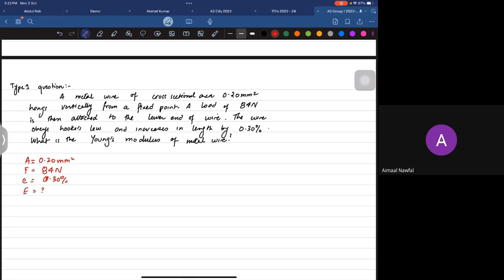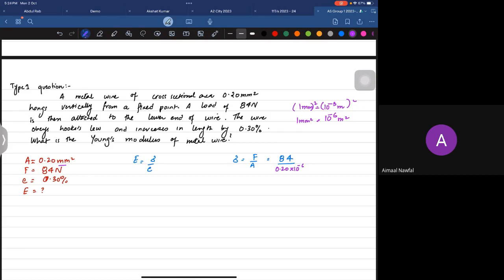What do you need? You need Young's modulus. We already know that Young's modulus is given by stress over strain. But we don't have the stress. So stress is force over area. The force is 84, but the area is given in millimeter square. So how do we change that? Please check this out. 1 millimeter is 10 raised to power minus 3 meters. And then if you square it to find millimeter square, 1 millimeter square equals 10 raised to power minus 6 meter square. So you can just put 0.20 and replace this millimeter square with 10 raised to power minus 6. This will automatically convert it into meters.